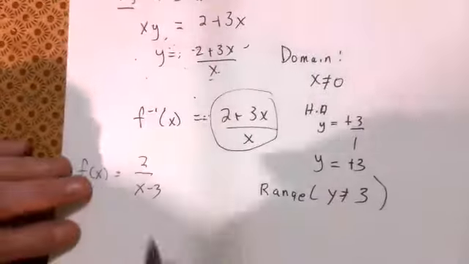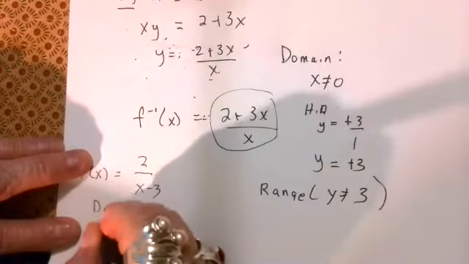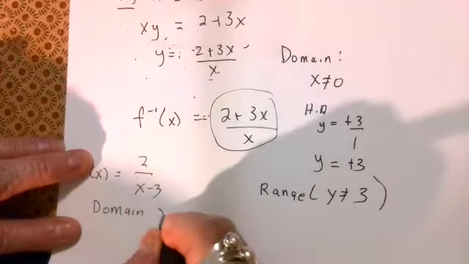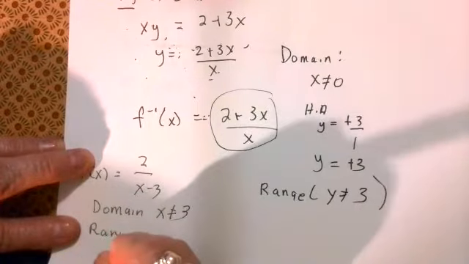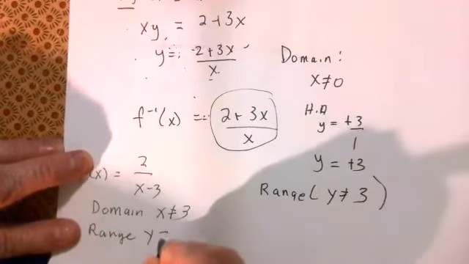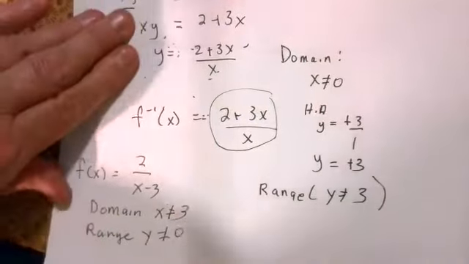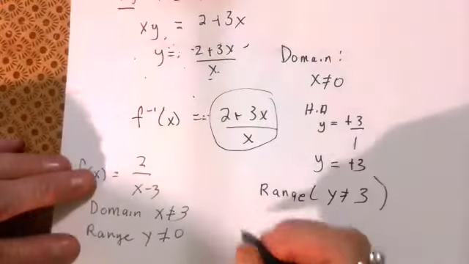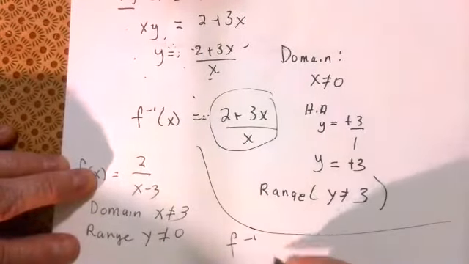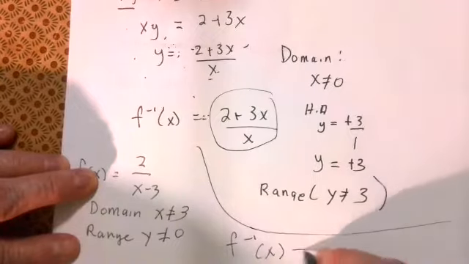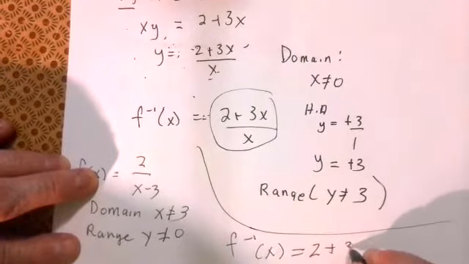Better. The domain of this was x doesn't equal 3. The range was y doesn't equal 0. Now, then what we got here for f inverse is 2 plus 3x over x.